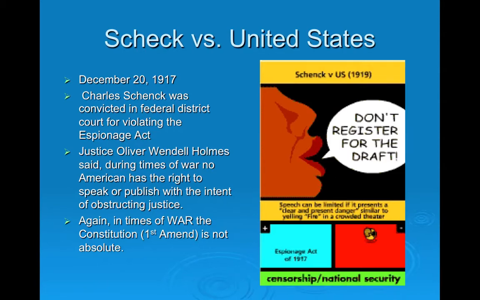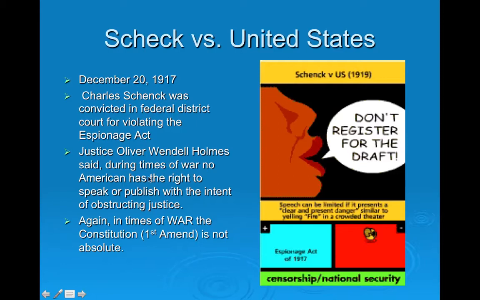Well, he sues back, Schenck v. United States. And he says, I have the right to say this. What amendment gives him the right to say this? What are you saying? What number are you saying? Did you say 1? I hope you said 1. Okay, the First Amendment, freedom of speech. So with that, he sues and he says, I can say this if I want to say this. Justice Oliver Wendell Holmes, the Chief Justice, said that at times of war, no American has the right to speak or publish with the intent of obstructing justice. You say this, you could stop the war effort. And that's not what we want.